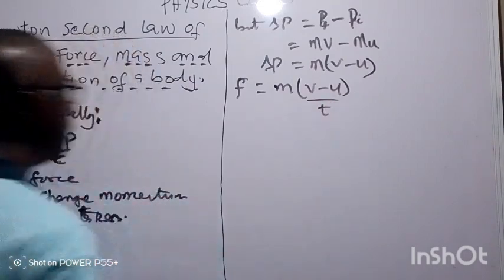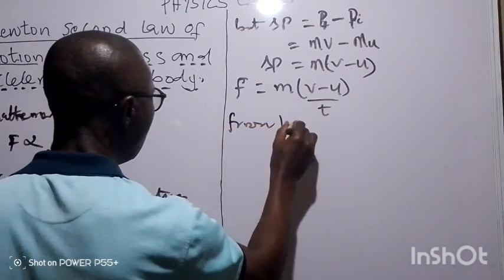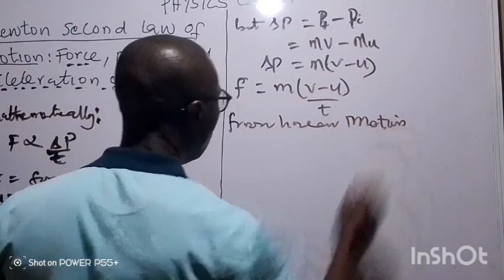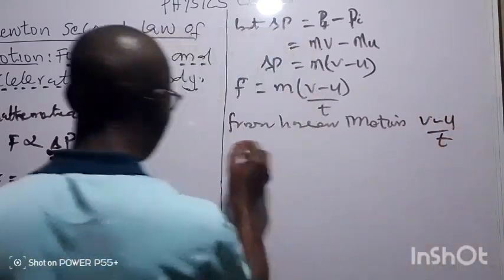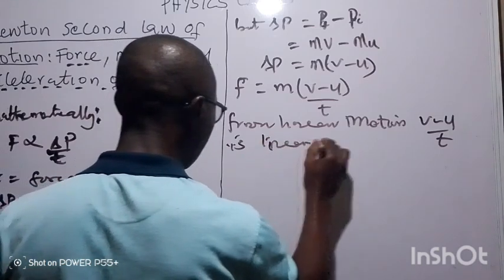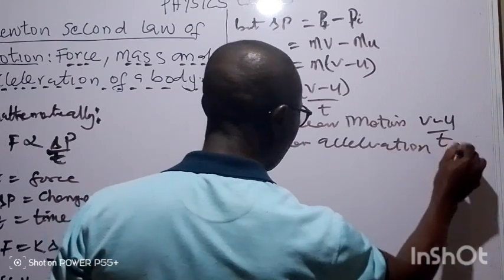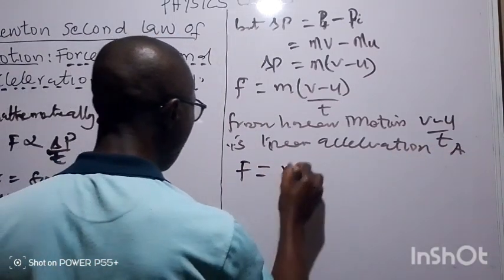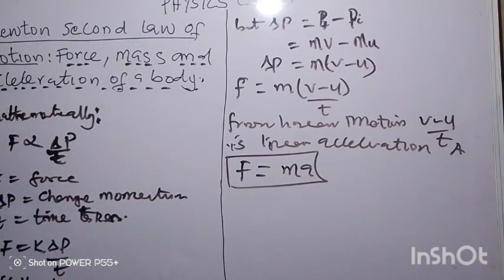And by then, from linear motion, we said v minus u over t is linear acceleration a. Therefore, we can now say F is equal to ma. That is from Newton's second law of motion.